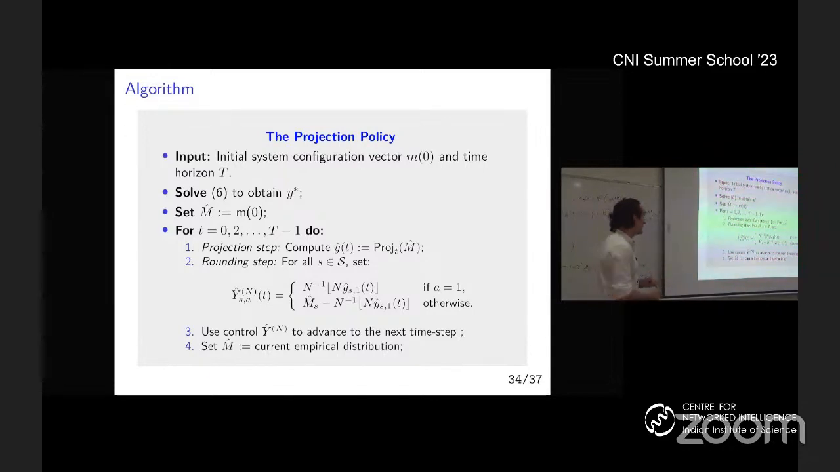So what we need to do is a rounding step to decide the actual number, because the projection is not giving you integers. It's giving you probabilities. So then you use a rounding step to create integers and to tell you the exact number of arms that you have to put in state S. Then you use this control and you again observe your Markov chain, and so on and so forth.